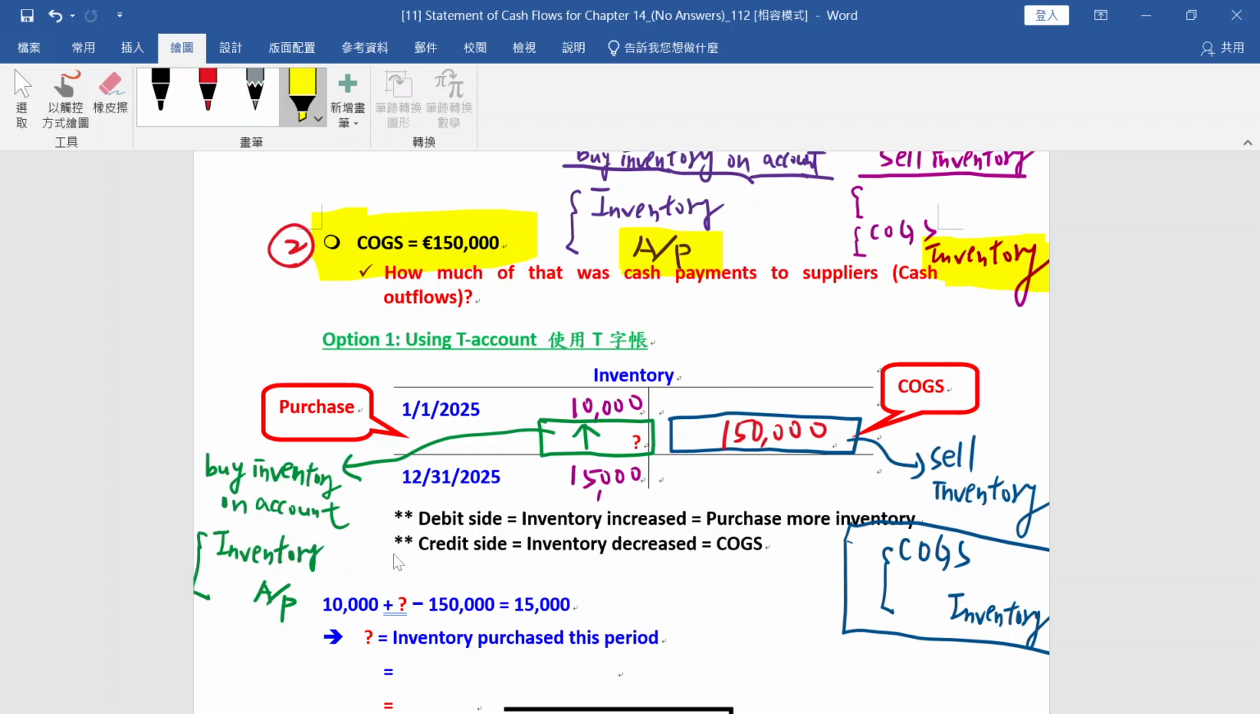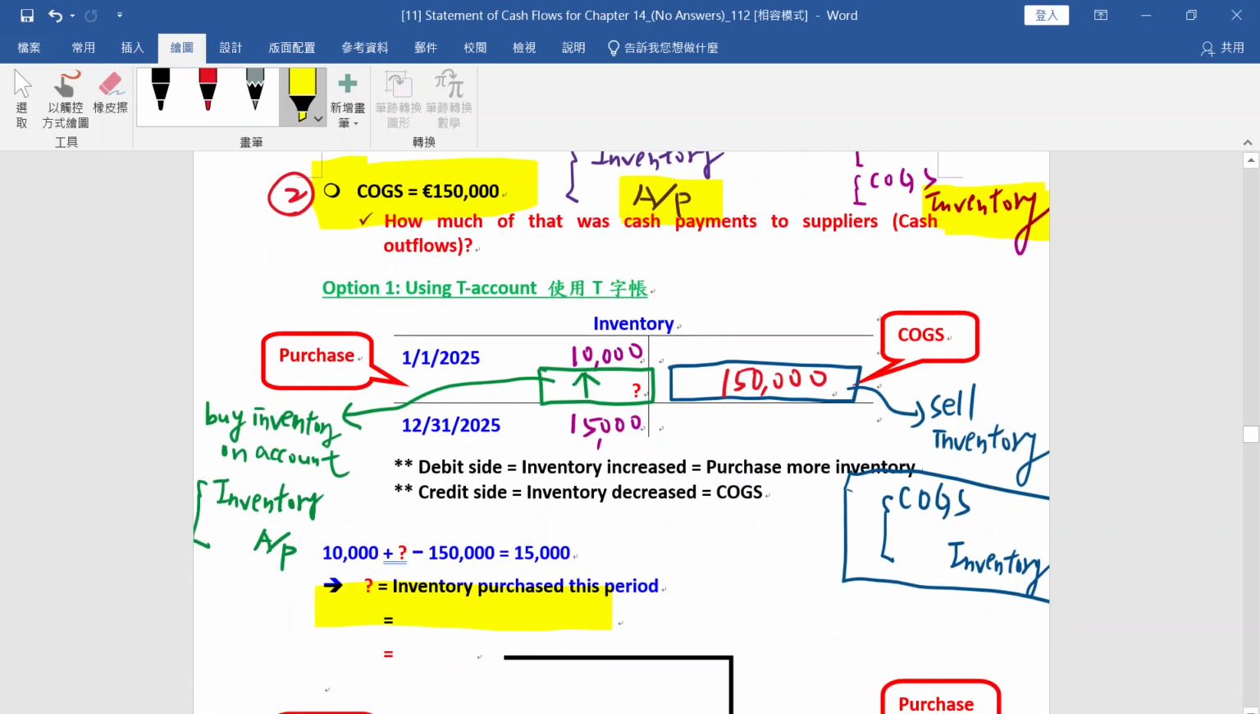So how to get the question mark? $10,000 plus question mark minus $150,000. You got ending balance, right? Okay. So after you do the math, question mark, how much?